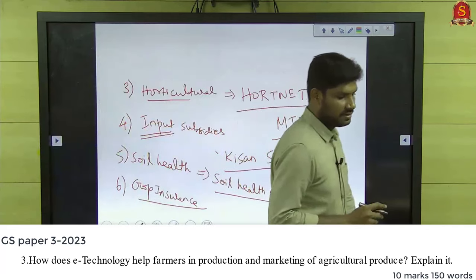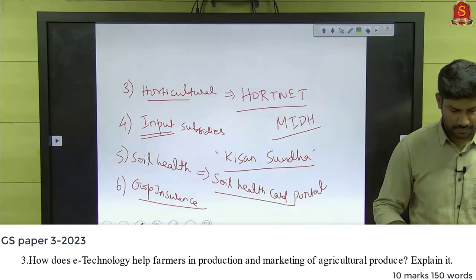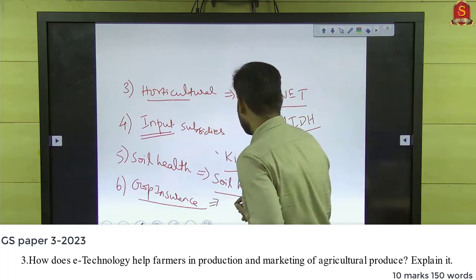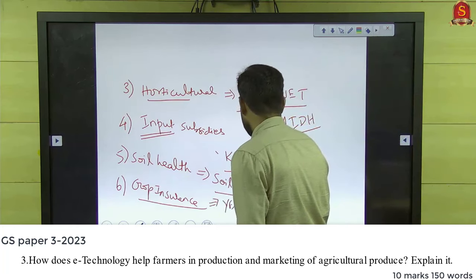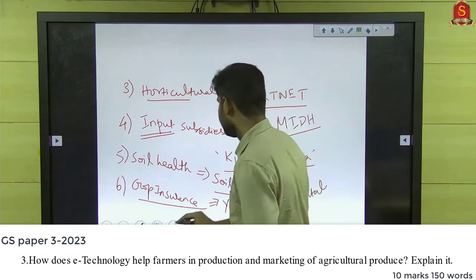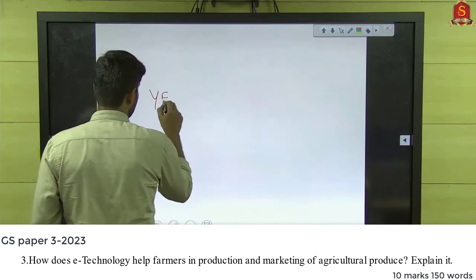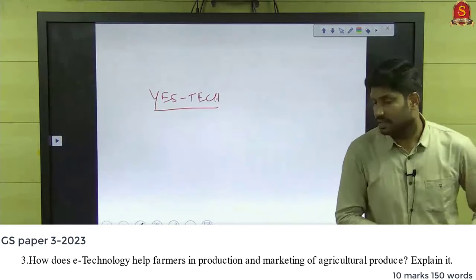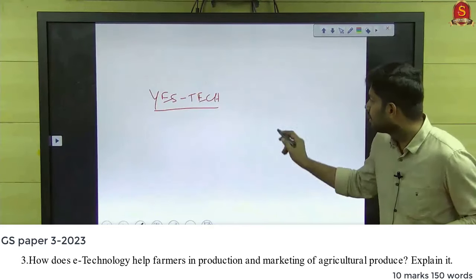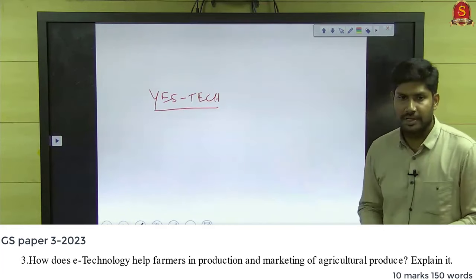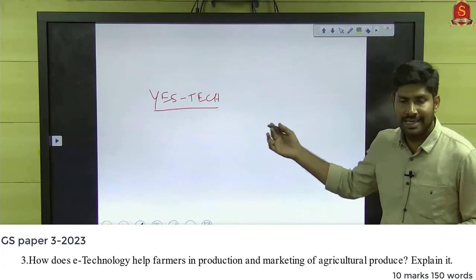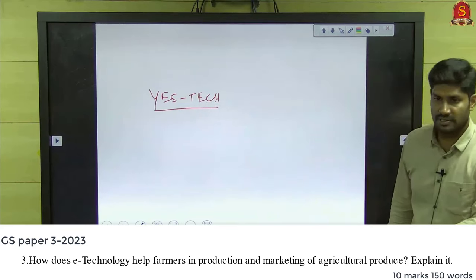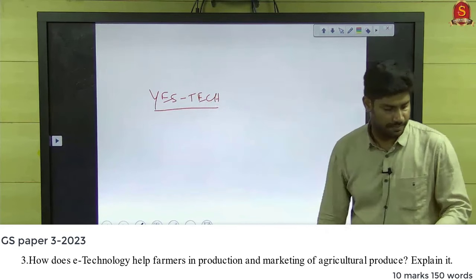So in the crop insurance area, there is one project called Yes Tech. This is actually for the crop insurance area. The insurance companies calculate the yield, and they calculate the compensation amount based on the yield estimation. So for accurate yield prediction, we are using the project Yes Tech under the crop insurance scheme, the Pradhan Mantri Fasal Bima Yojana.